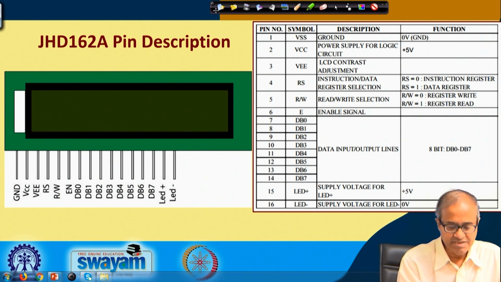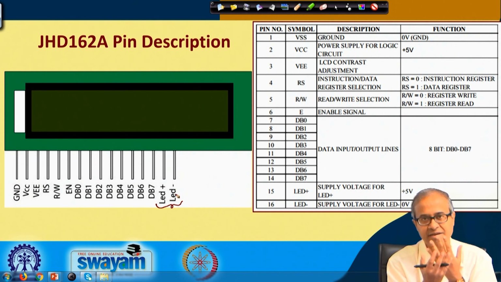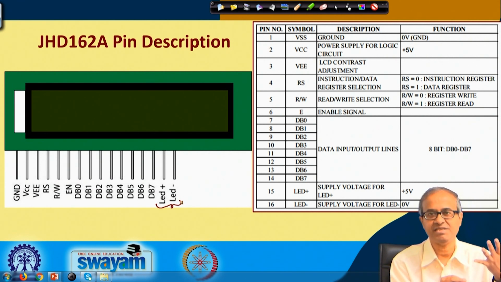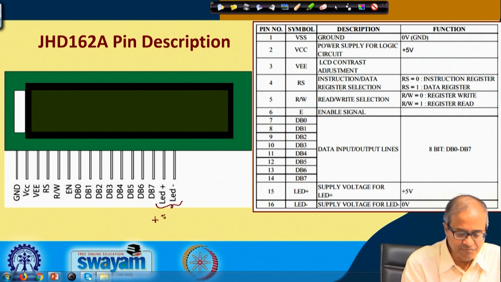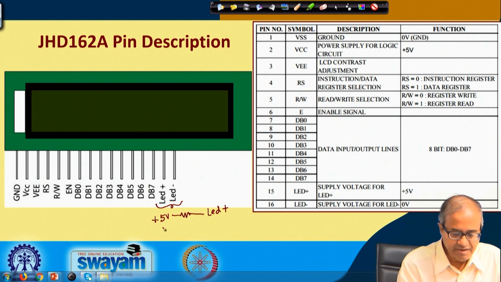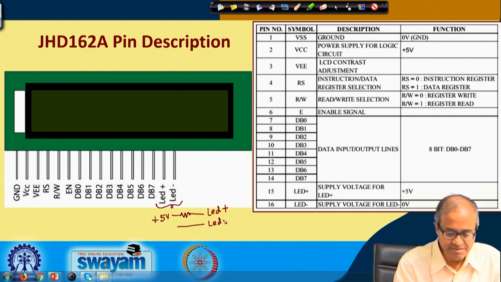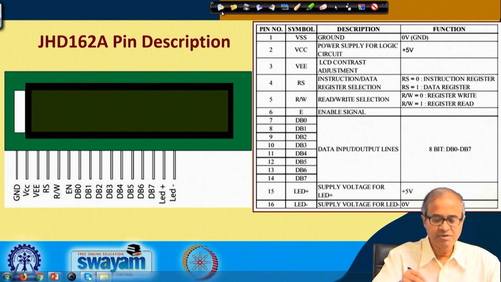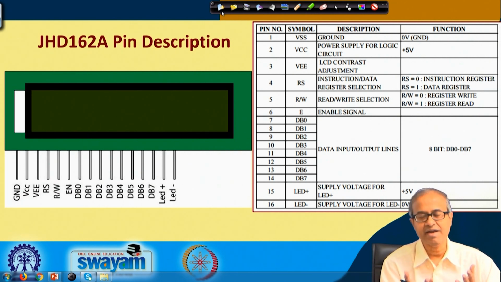And the last 2 pins, LED plus and LED minus, are used to control the brightness. I told you that there is an LED backplane in typical LCD displays which controls the brightness level. So, you can connect a voltage across LED plus and LED minus to make the display bright. Typically, with 5 volts, you connect a resistance to the LED plus input, and the other input, LED minus, you can ground. This is how you can connect. So, this tells you the different pins and exactly how you can connect this display unit to a microcontroller.